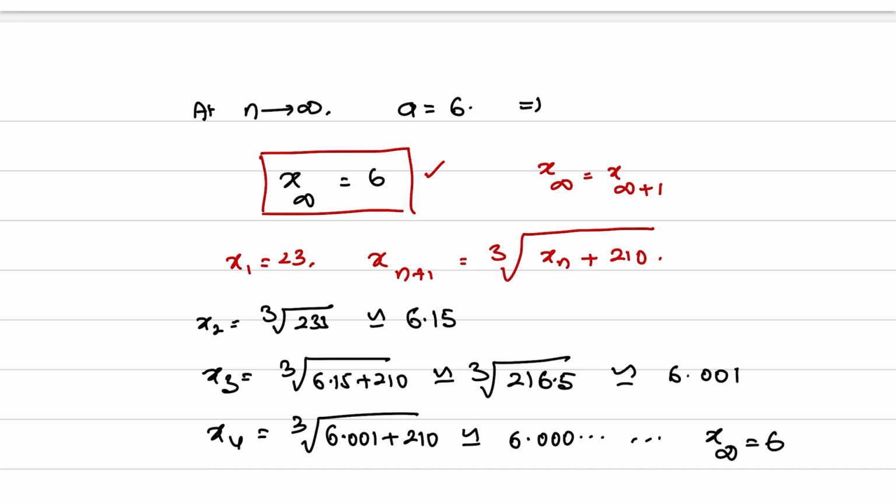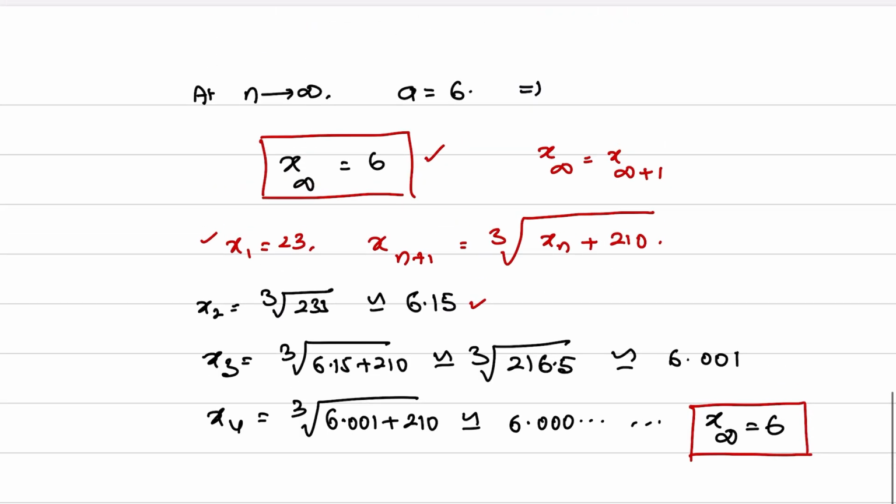There is not much difference between x infinity and maybe x100 or x1000 or x2000, x10,000. This is the beauty of the equation. You just see the initial value is 23. It has relevance only up to the first step. Afterwards, the value of x reduced drastically in such a way that x infinity converges to the value 6. This is what I wanted to show you.